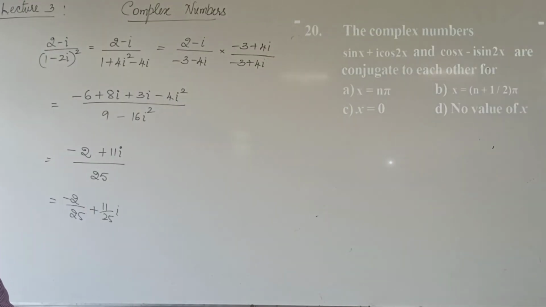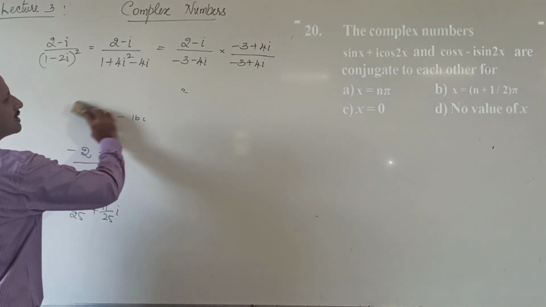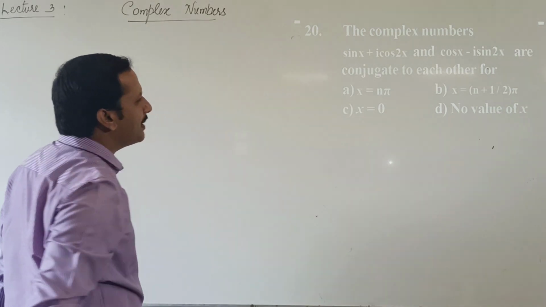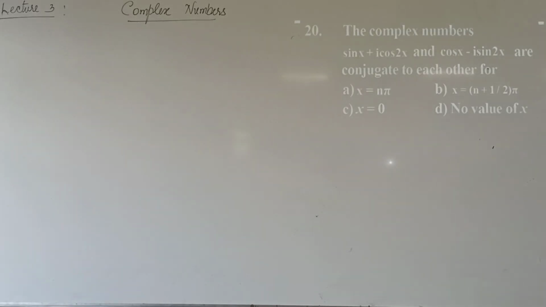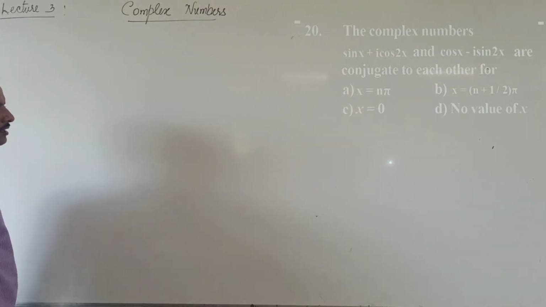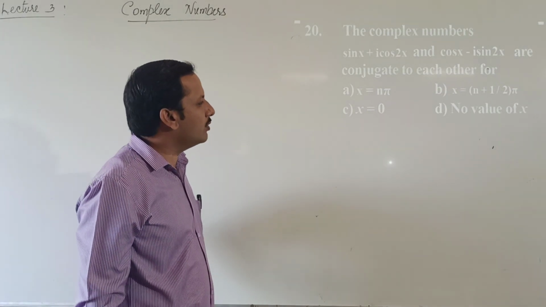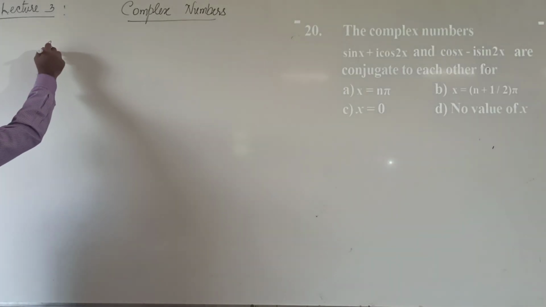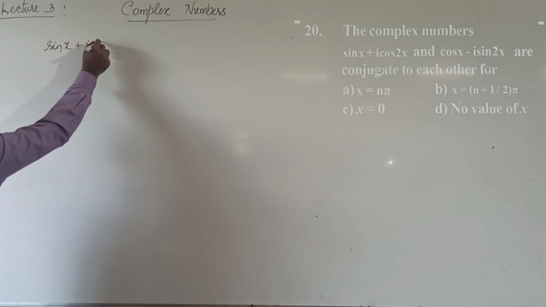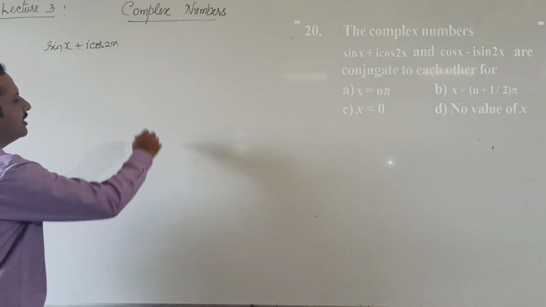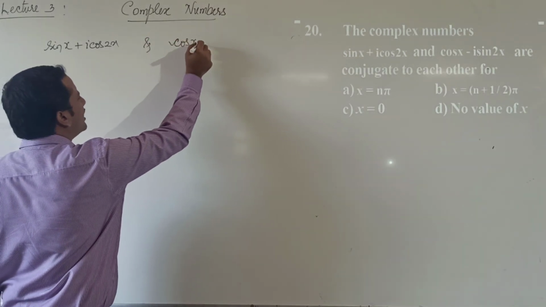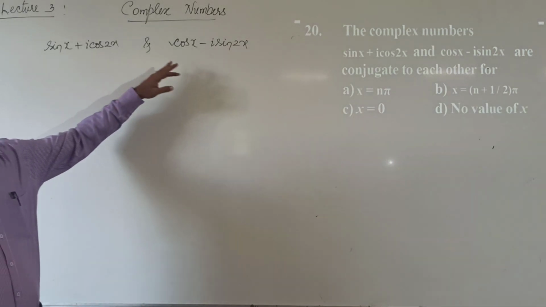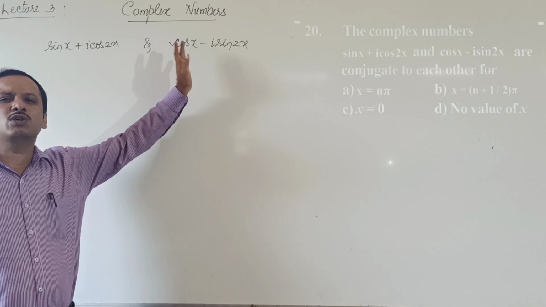Okay. Let us look at the next question. The complex numbers sin x plus i cos 2x and cos x minus i sin 2x are conjugate to each other for: x equals n pi, x equals (n plus 1 by 2) into pi, x equals 0, or for no value of x. So they have given two complex numbers, sin x plus i cos 2x and cos x minus i sin 2x, and they are conjugates of each other.